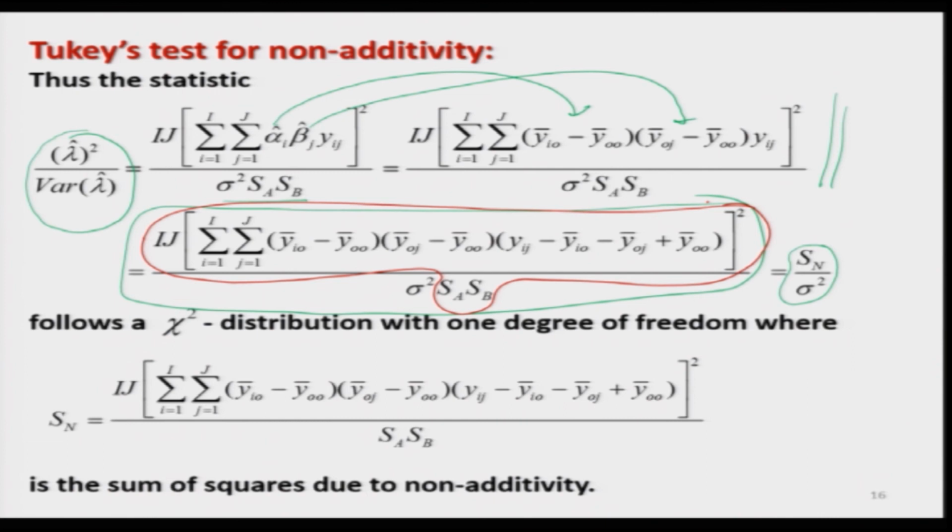Now, if you see the probability distribution of this Sn upon sigma square, this is only the square of a standardized normally distributed random variable. So, there is only one random variable. So, this statistic, lambda hat square divided by variance of lambda hat, is going to follow a chi-square distribution with 1 degree of freedom, right.